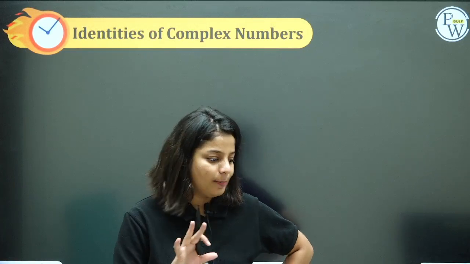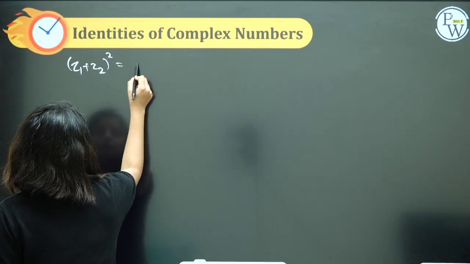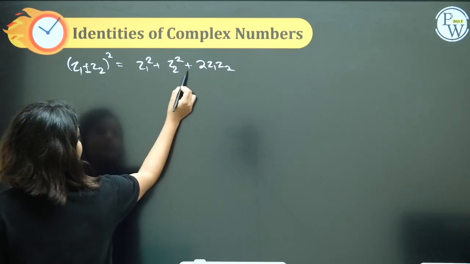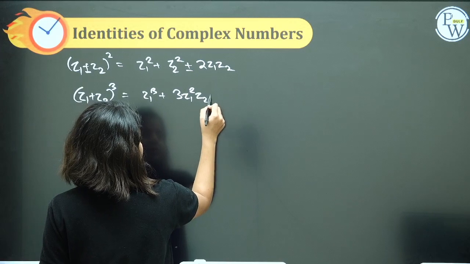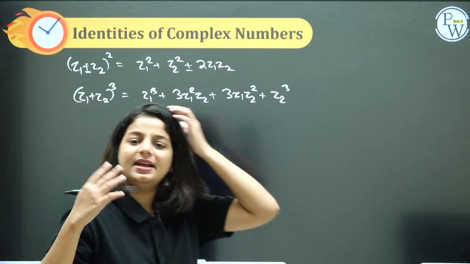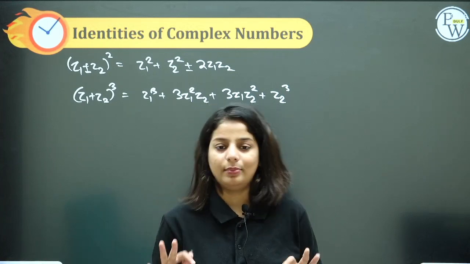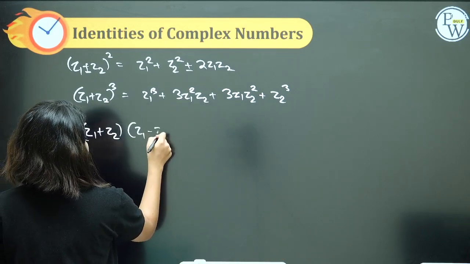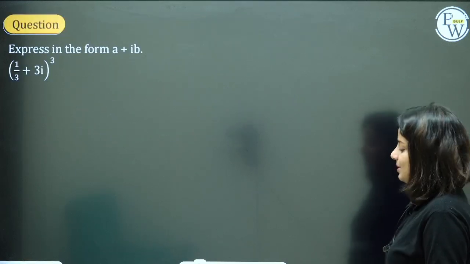Identities of complex numbers. Identities in complex numbers are just similar to your algebra. Example, a plus b the whole square, you all know. So z1 plus z2 the whole square is z1 square plus z2 square plus 2 times z1 z2. You all know a minus b the whole square also, just a minus sign comes here. A plus b the whole cube: a cube plus 3a square b plus 3a b square plus b cube. Similarly, if there is a minus sign, you put alternate plus minus. Basically, every identity you have used in real numbers is applicable as it is in complex numbers also. A plus b into a minus b is a square minus b square. So z1 plus z2 into z1 minus z2 is z1 square minus z2 square. Very well. Good. Let's move to a few last questions.